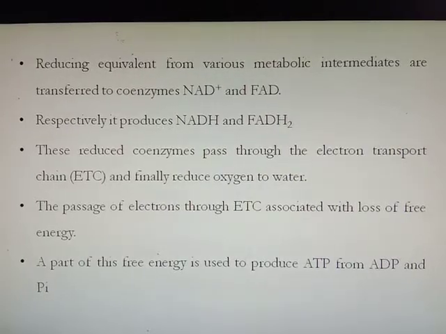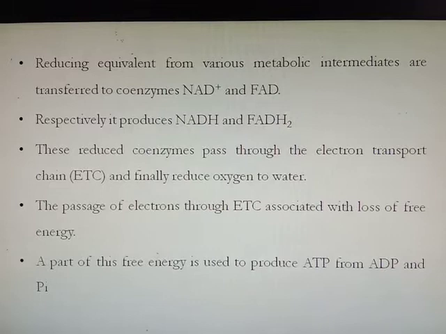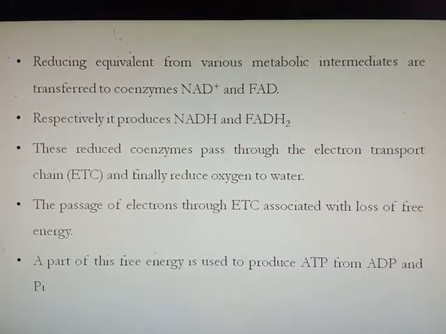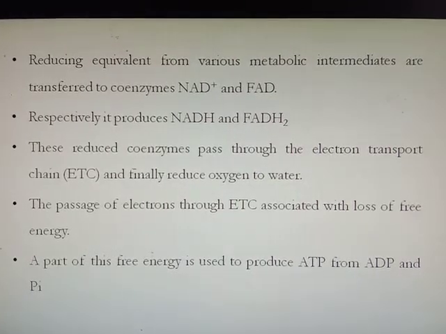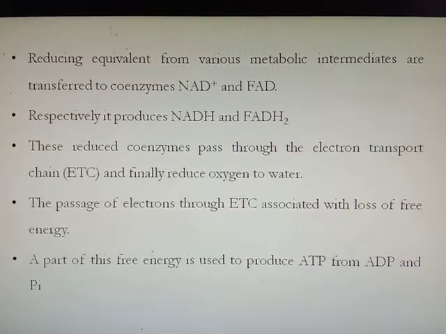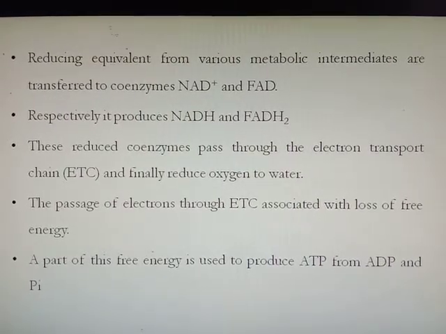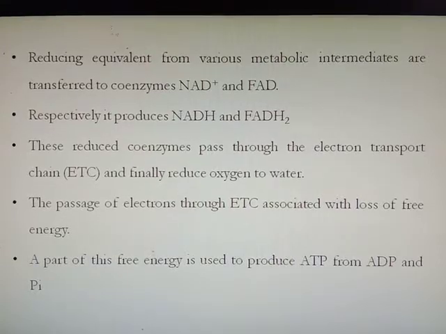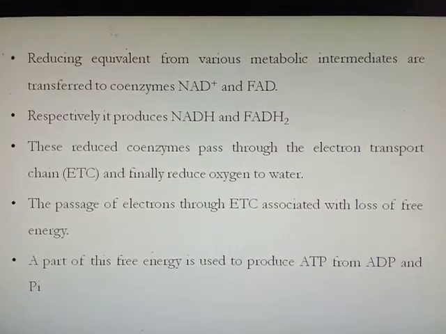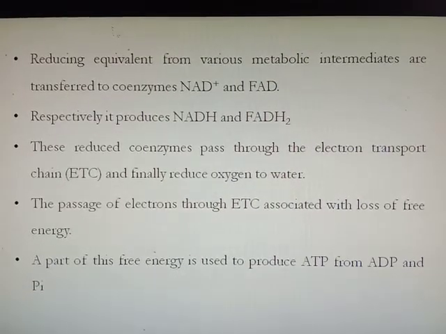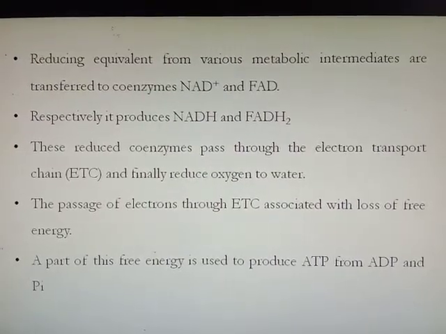So this NADH or FADH2 transfers its hydrogen and electrons to the electron transport chain. Then a series of reactions takes place. Finally these protons and electrons reduce the oxygen to water. The passage of electrons through the electron transport chain is associated with loss of free energy, and part of this free energy is used to produce ATP from ADP and Pi in the electron transport chain.